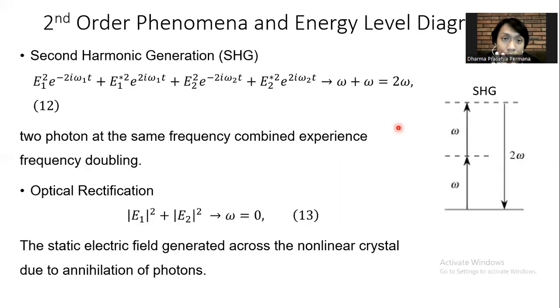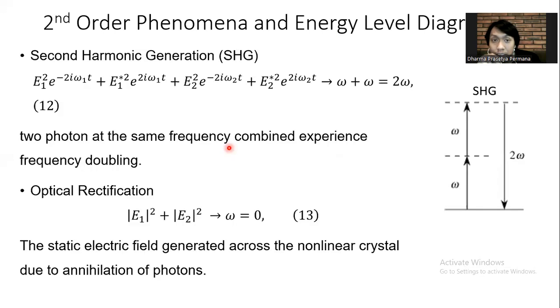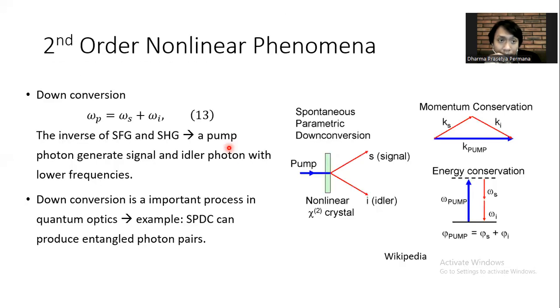We have talked about many processes in the second order. The third order has much more variation of nonlinear processes. But what determines which process this same nonlinear material will produce, such as difference frequency generation, DFG, second harmonic generation, optical parametric amplification, or down conversion? As we know, all of them are second order nonlinear, right? So what determines what this second order nonlinear crystal will produce?